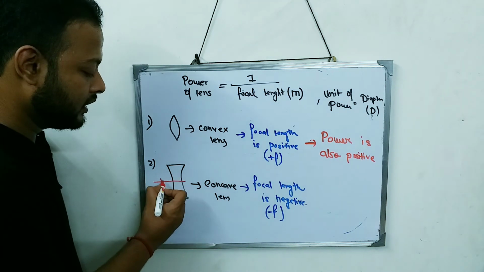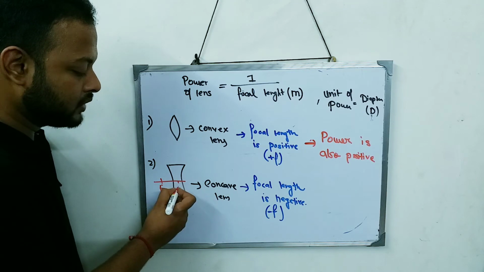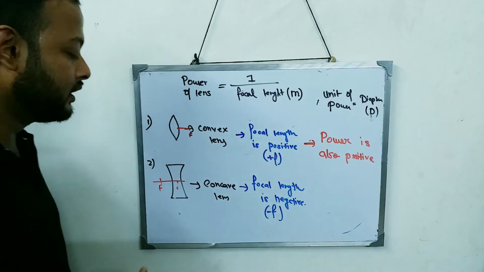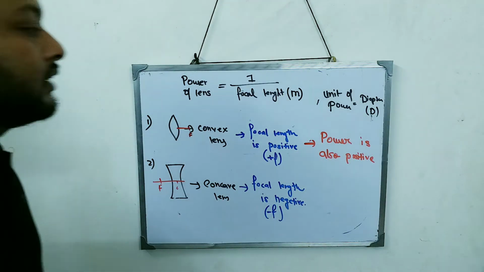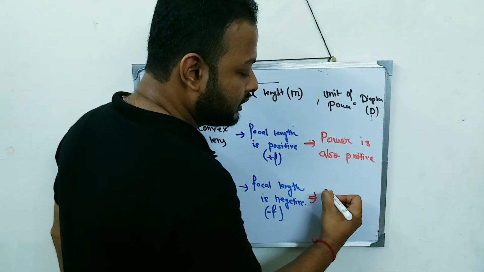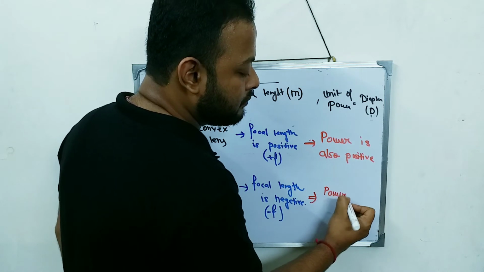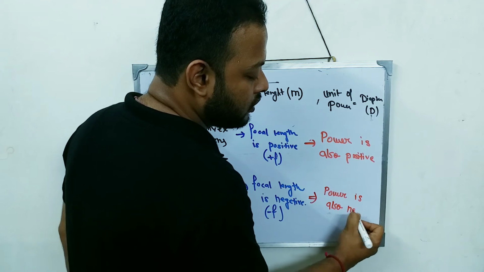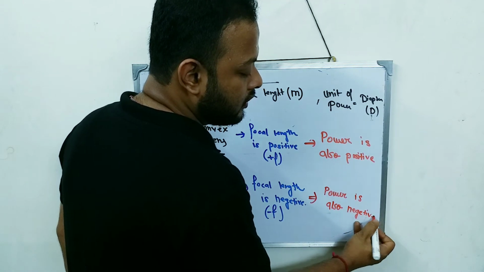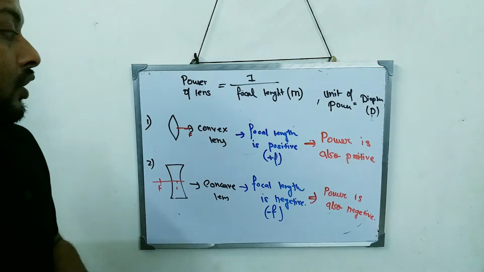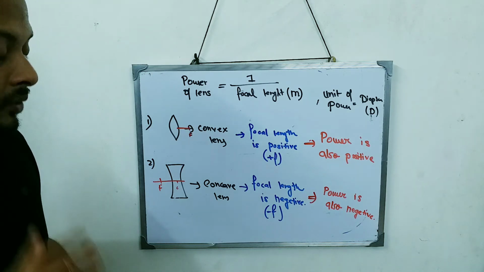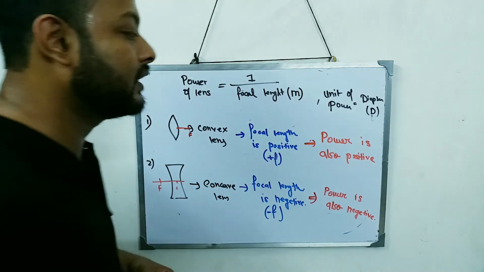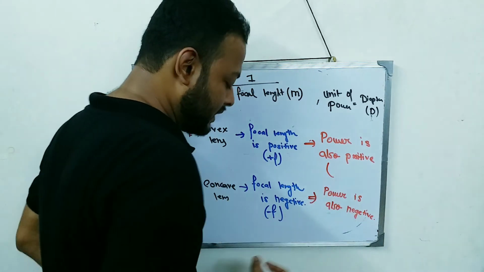the focal length is over here, which is opposite to that of the incident ray. Over here my focal length is on the same side as the incident ray. So as my focal length is negative, it is understood that my power is also negative. So what I'm trying to say is that when you see the power is positive, for example, you get an example like this.